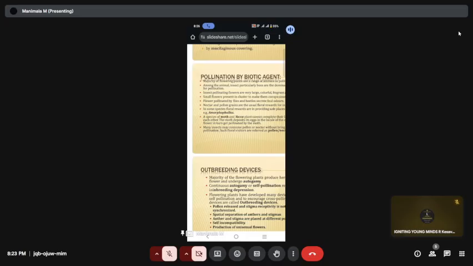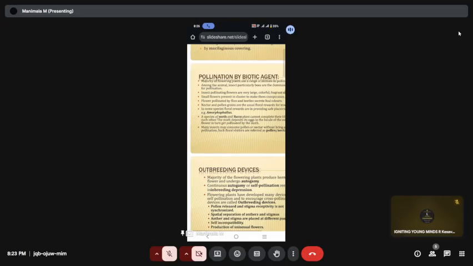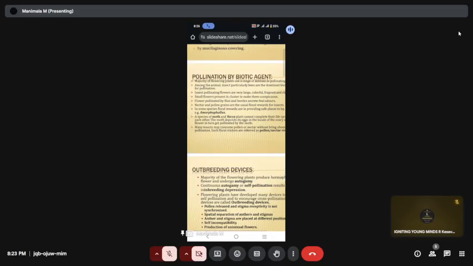The body of the animal gets coated with the pollen grains, which are generally sticky in animal-pollinated flowers. When the animal carrying the pollen comes in contact with the stigma, it brings about pollination. So these are the general features of pollination by animals. Entomophily is the pollination which takes place with the help of insects.